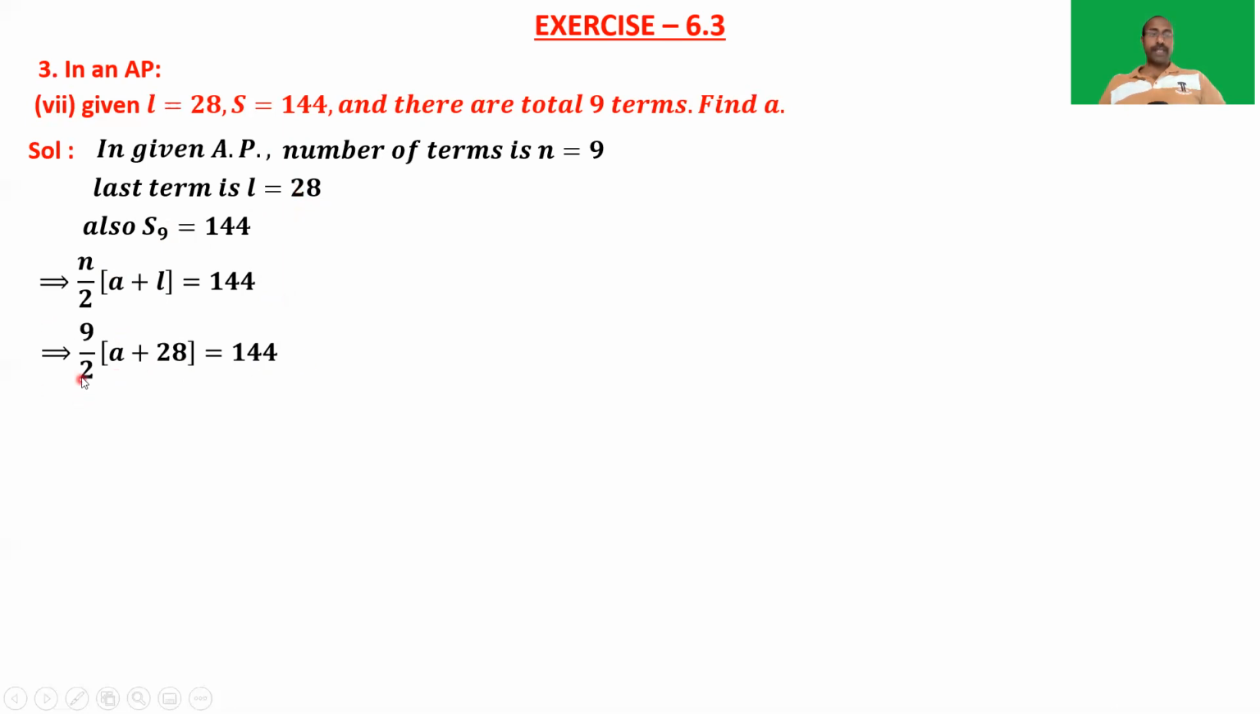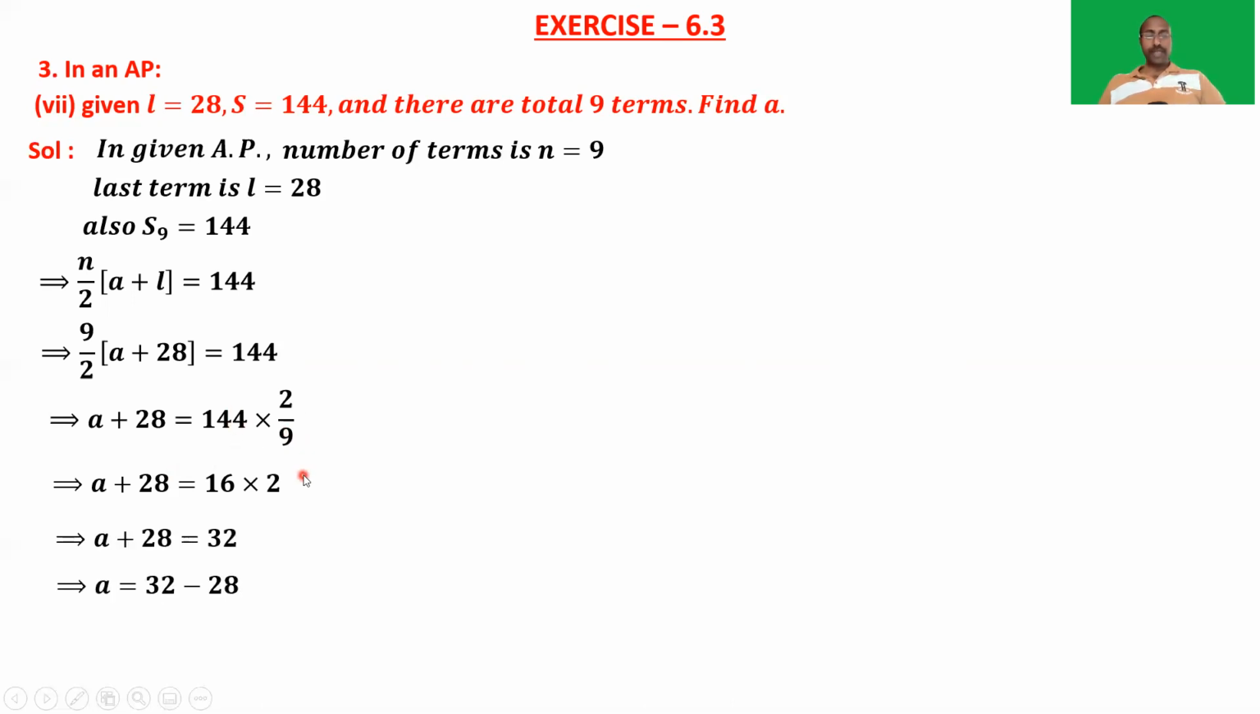And by transforming this 9 by 2 to right side, we get a plus 28 is equal to 144 into 2 by 9. And by dividing by 9, we get a plus 28 is equal to 16 into 2, which is equal to 32. So that a is equal to 32 minus 28, which is equal to 4. So that's the value of a. A equal to 4. So this is the end of third bit. So take the fourth problem.